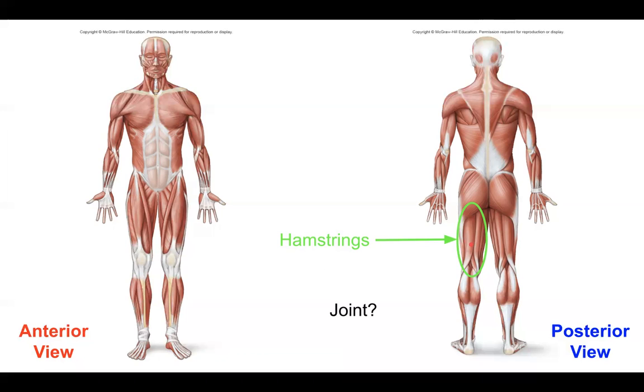What joint does this muscle move? I'll give you a hint. This muscle can actually move 2 different joints, but there is only going to be one correct answer out of the choices that you are given. So keep that in mind when you're answering this. So out of the choices that you're given, which of those 4 joints does the hamstring actually move?